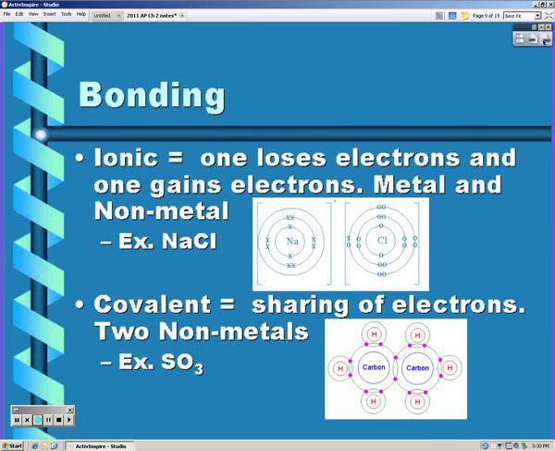Make sure you know the difference between ionic and covalent bonds. We'll get more into bonding later in the year, but for right now, you just need to know that in ionic, one loses, one gains, so that's going to be between a metal and a nonmetal. And in covalent, they're just sharing electrons, so between only nonmetals.